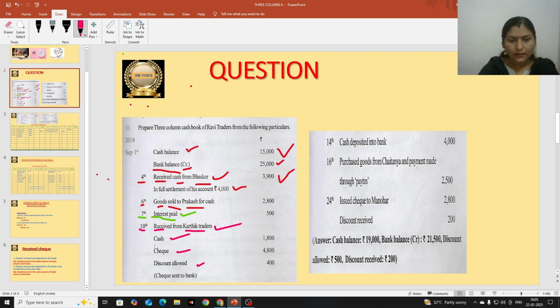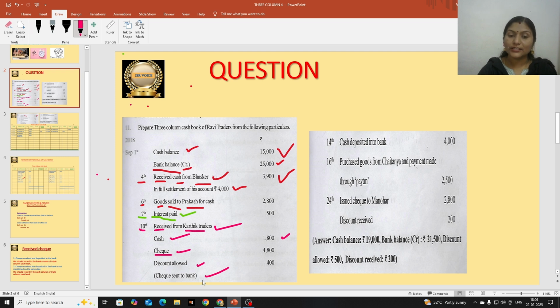See here, cash 1800 we recorded, check 4800 is given. Okay, received check. So whenever a check is received, we should see whether that sentence is available or not. Which sentence? Check sent to bank or check deposited into bank. Okay, that is available on the same date under 10th only. So we can record that check in bank column.